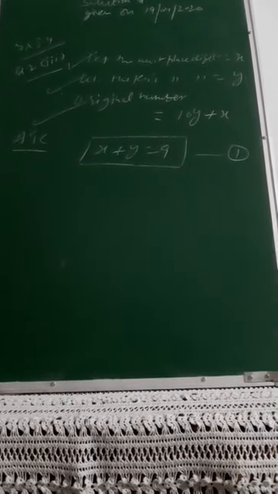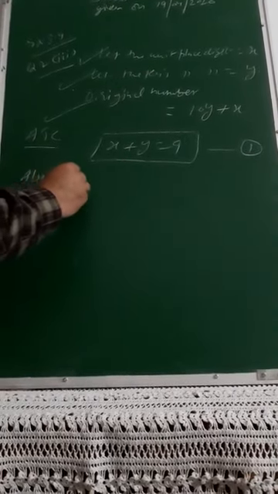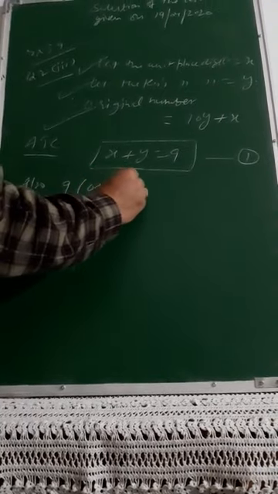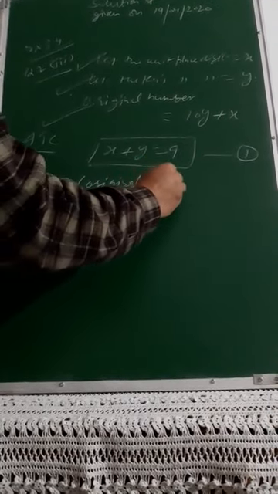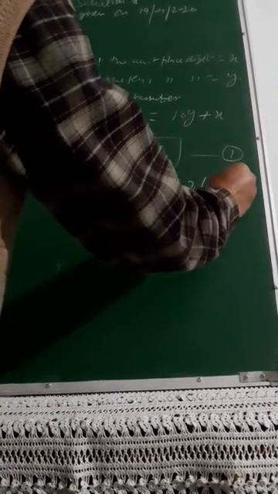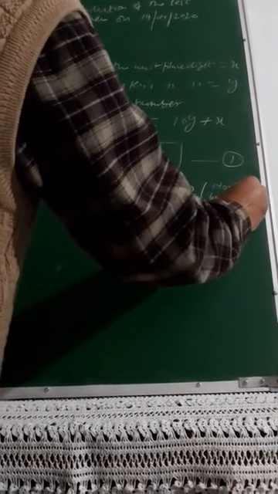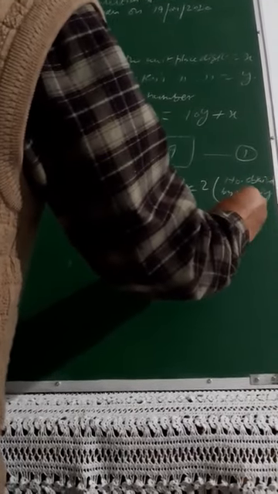Second equation, second condition: 9 times the original number. Please pay attention here. 9 times of this number, which you have considered originally, is equal to twice the number obtained by reversing the order. Let us see what happens when we reverse the order.